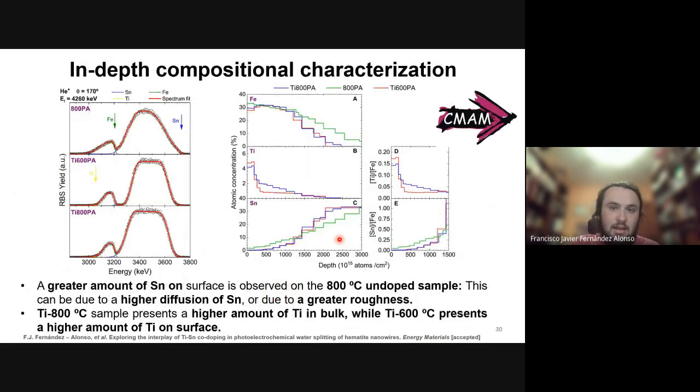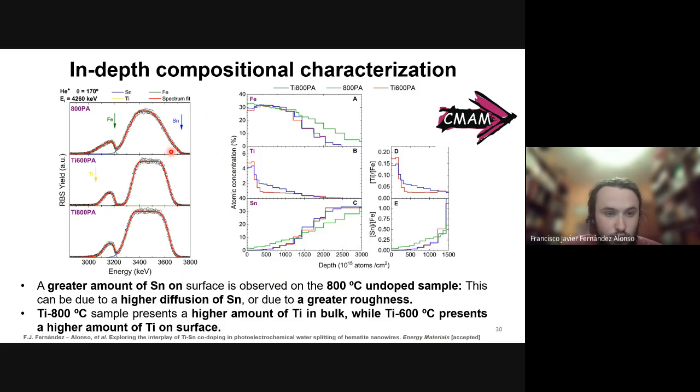We perform some in-depth compositional characterization by XPS, and we can see how the amount of tin on the surface is greater for the sample that is non-doped and annealed at 800 degrees. This can be due to a greater diffusion of tin in this sample, but also because of a greater roughness. If we have a greater roughness, we can have parts of the sample that have a lower atomic thickness of iron, and in this way, when you apply XPS, you see more tin on the surface.